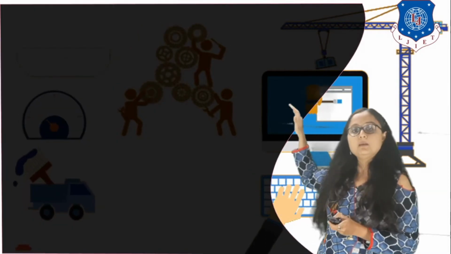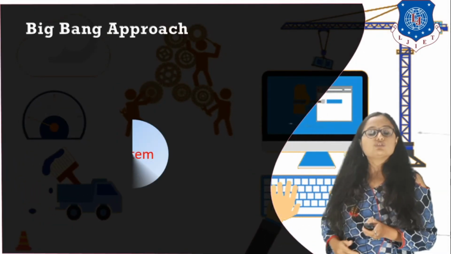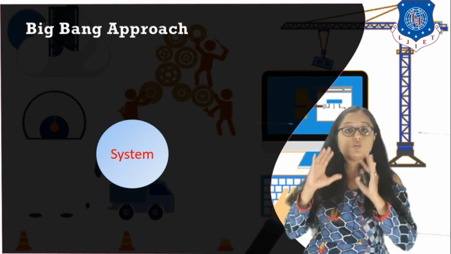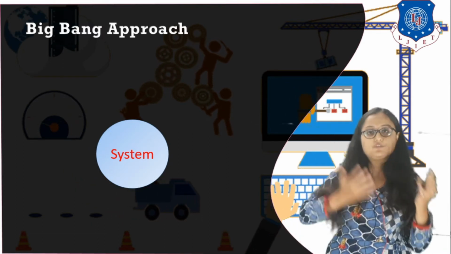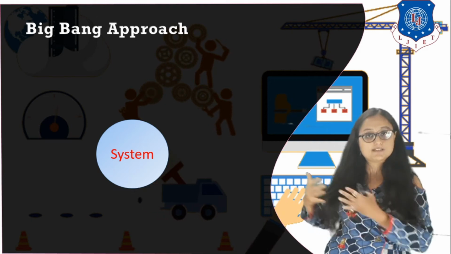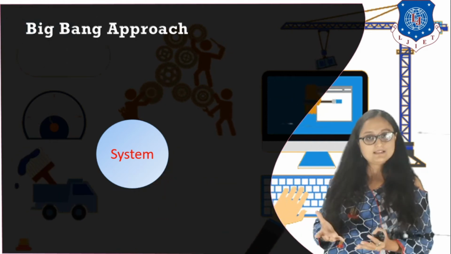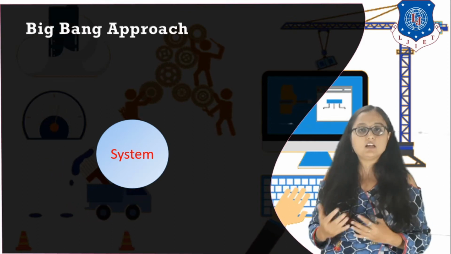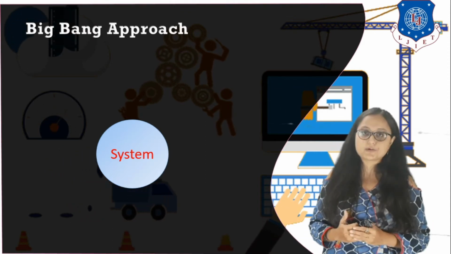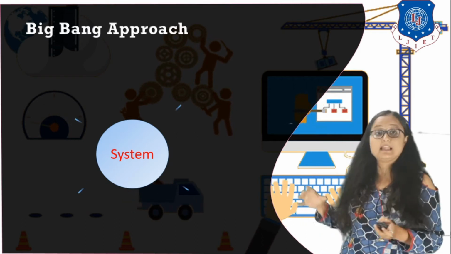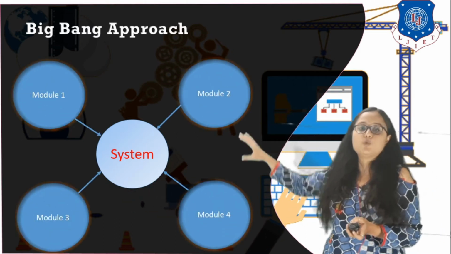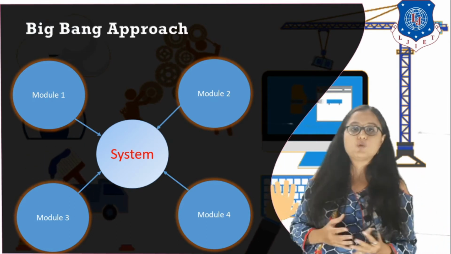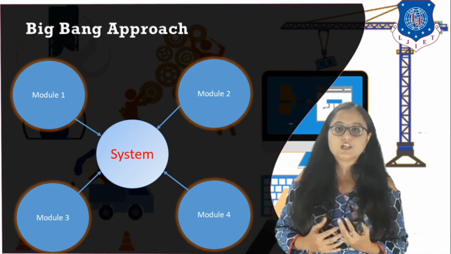Now what do we mean by the Big Bang approach? Let us see this figure. Here is our system that is to be tested. We know what integration testing is. There are different modules in our software or system and we want to combine them and test whether they are working properly together or not. So this is a system and it is dependent on different modules. Here you can see there is one system and it is dependent on 4 different modules. These modules are interrelated to each other.